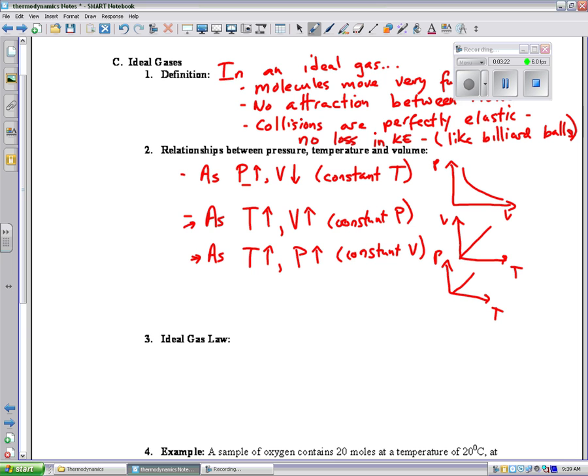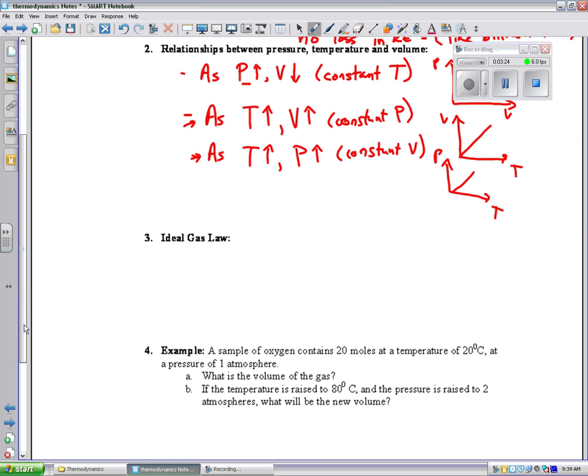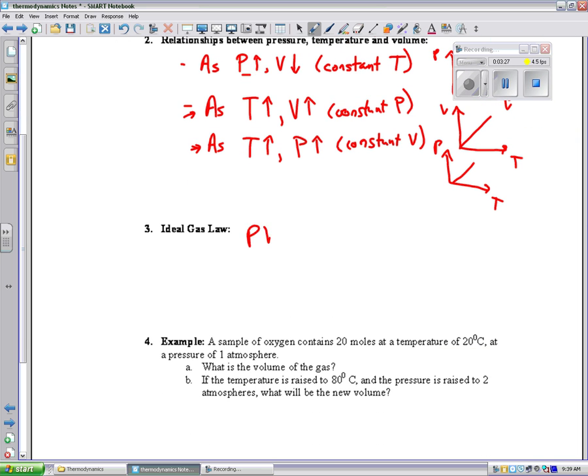We put it together in the ideal gas law, and it is PV equals nRT. P is pressure, and the unit for pressure is pascals, which you can abbreviate Pa. One atmosphere, because a lot of times I'll give you pressure in atmospheres, equals 1 times 10 to the 5th pascals.